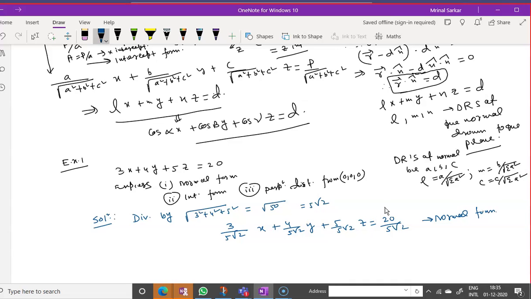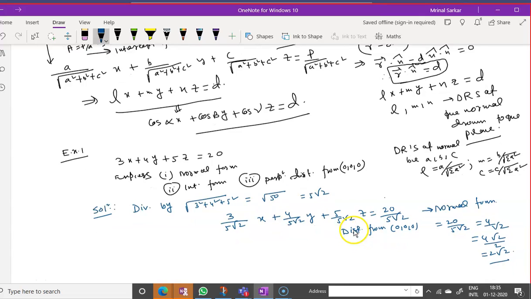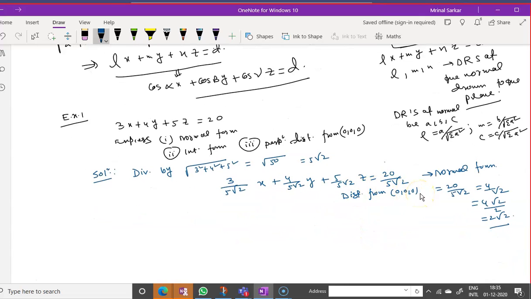And what is the distance from the origin? The distance from 0, 0, 0 is equal to this term, 20 by 5 root 2, which is 4 by root 2. This is understood. The distance from the origin is 2 root 2. The perpendicular distance from the origin is known now. But number 1 is done, number 3 is also done, but we haven't done number 2.